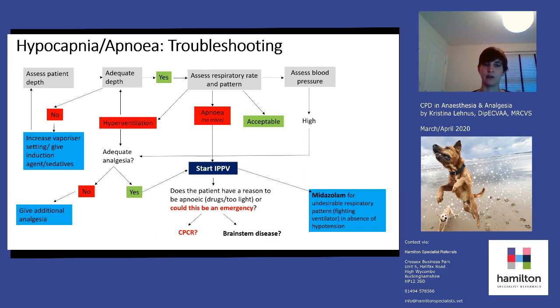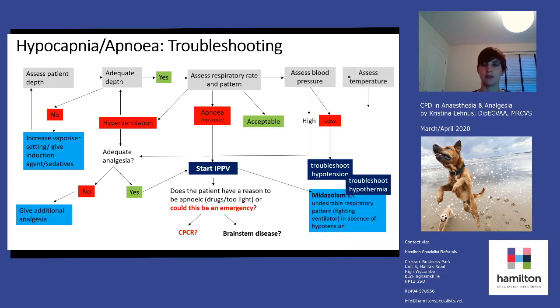If it was high, then we need to reconsider our analgesia again. If it was low, then we need to troubleshoot the hypotension. And then lastly, we're going to assess temperature. And if it's low, then that might be accounting for our low CO2. So we're going to troubleshoot that, and I'll get onto that later.